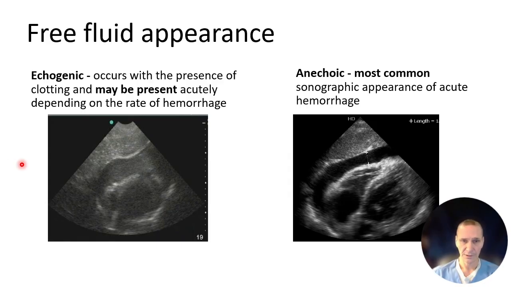Remember, free fluid is the most common finding with acute hemorrhage. Free fluid is black. Here we have free fluid around the heart. However, depending on when the hemorrhage occurred, it can start to form clots over time, so you may find echogenic findings. This looks like free fluid around the heart, and this echogenic finding is indicative of clotting starting to form.